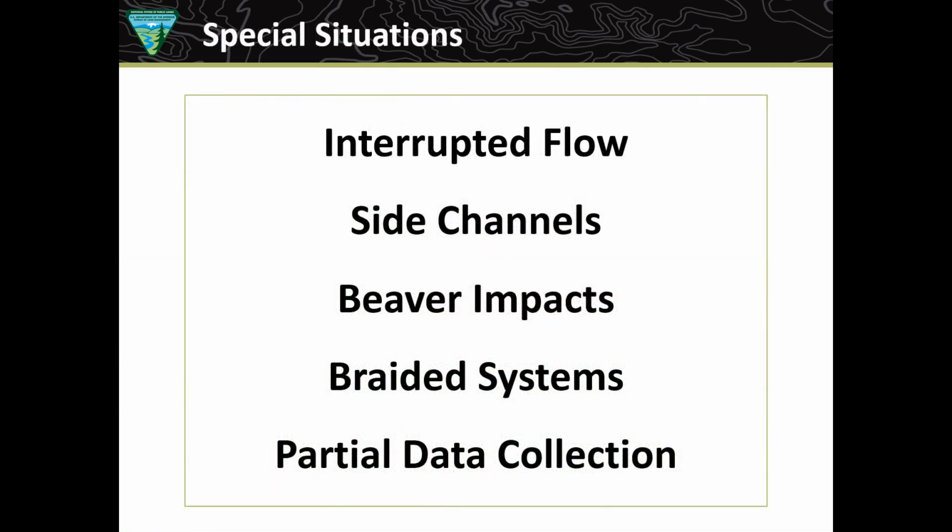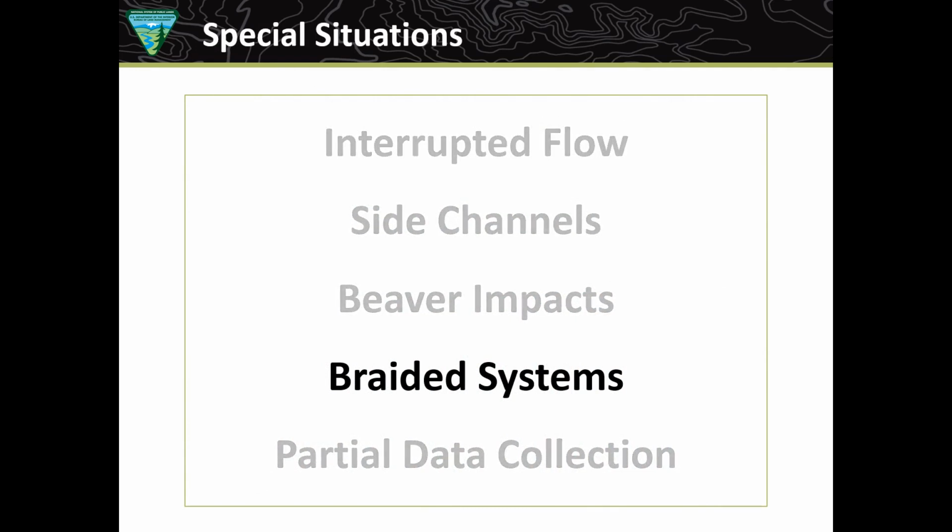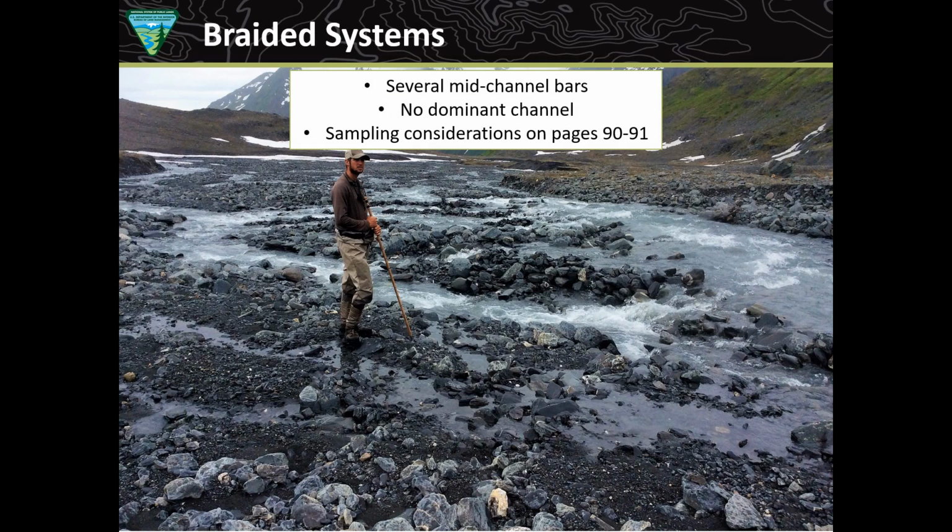The next special situation covered in this video are braided systems. Braided reaches typically demonstrate 2 unique traits. They possess several mid-channel bars below bankfull and often do not have a dominant channel. This can make sampling somewhat challenging. The special considerations that one must make in these systems are located on pages 90 and 91 of the field protocol.